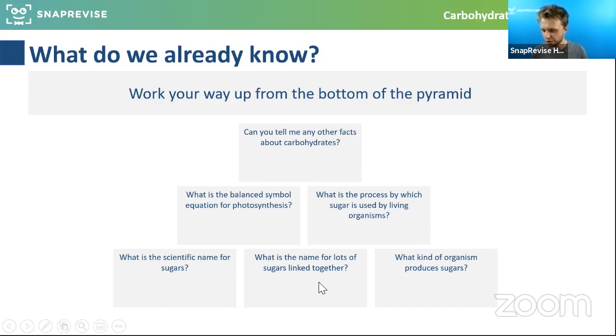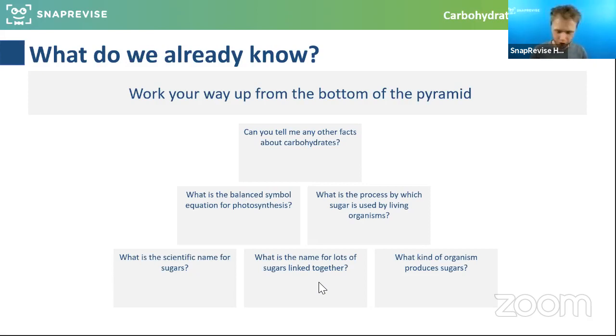What is the name for lots of sugars linked together? How many people are getting that right? Ribose, deoxyribose, they are sugars too. I'm seeing some people saying polysaccharides. That's nice. What else are we saying? DNA. DNA isn't quite lots of sugars linked together. It has sugars in it, but it also has lots of phosphates. It has inorganic bases as well. Lovely. I'm seeing loads of people saying polysaccharides. I like that. You are spot on. Lots of sugars linked together is a polysaccharide.